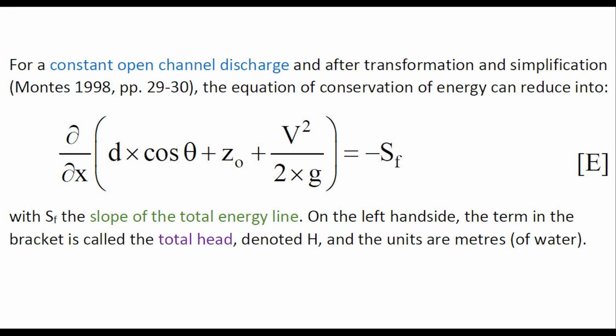For a constant open channel discharge, and after transformation and simplification, the equation of conservation of energy can reduce to the variation with distance of this quantity, d cos theta plus z0 plus V squared over 2g, equal to minus the slope of the total energy line. The term in brackets on the left-hand side is called the total head, and the units are meters.